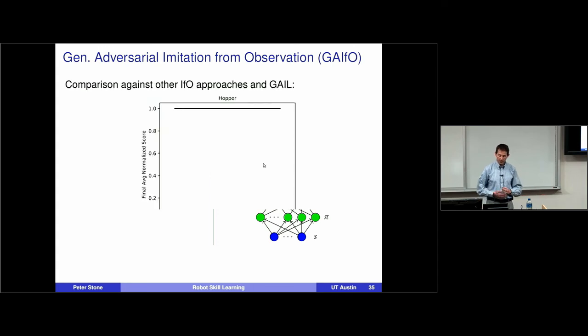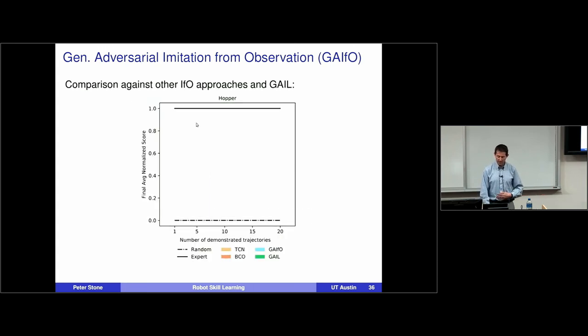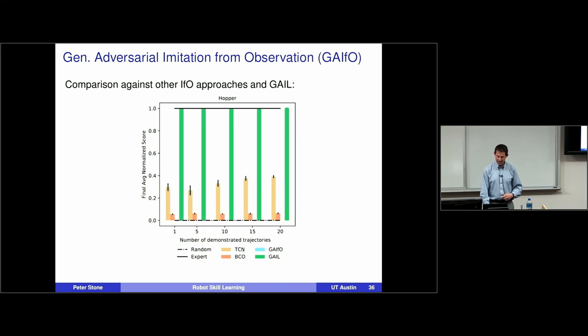And so when we do this, again, we can compare against existing approaches that use triplet loss and these existing methods. Again, 1 is the demonstrator, 0 is a random policy, and our method, GAIFO, is able to do almost as well as GAIL, which again has access to the actions. And our method is only going from the state distribution.